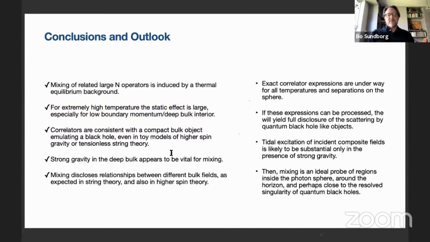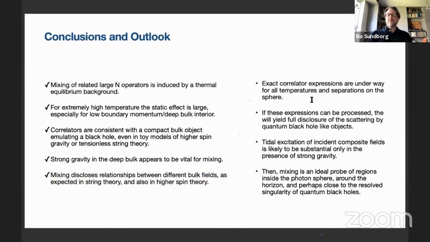Correlators are then consistent with the presence of a compact bulk object emulating a black hole, even in these toy models of high spin gravity and tensionless string theory. The gravity there in the center appears to be vital for mixing. And this mixing discloses a relationship between different bulk fields. This is expected in string theory, and we now also see that in high spin theory.